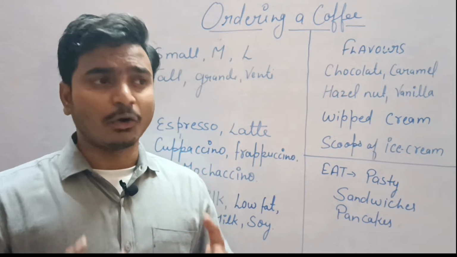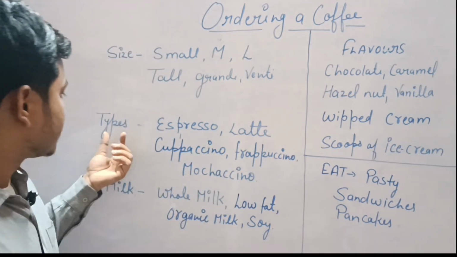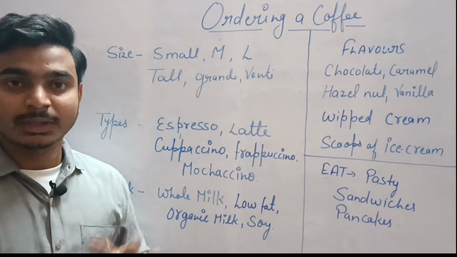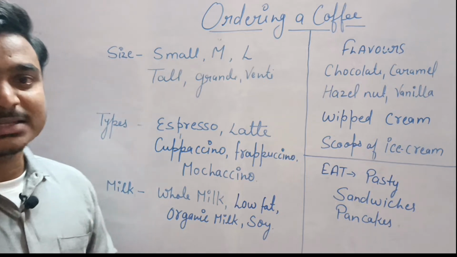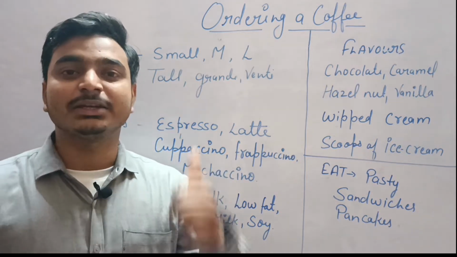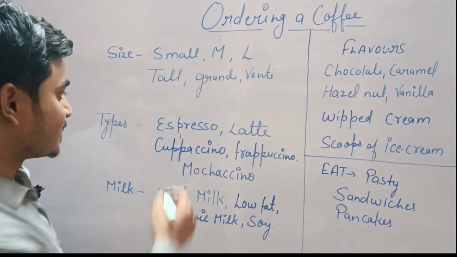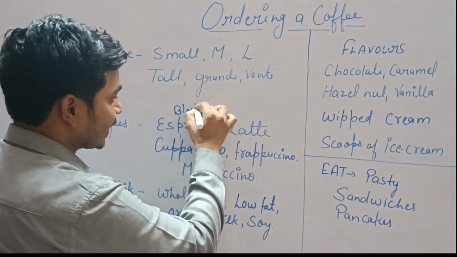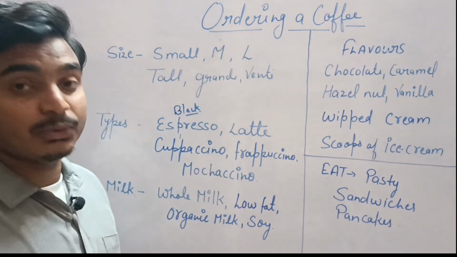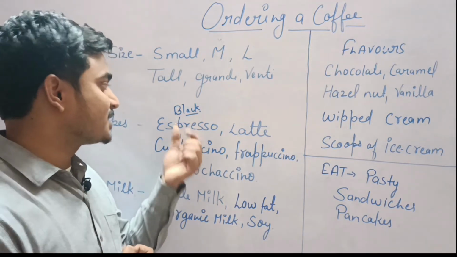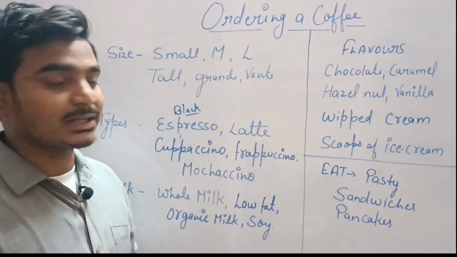Now, which types of coffees do they offer? First one is espresso. Espresso is a black coffee. It is concentrated and gives you instant energy. It's not "espresso", it is espresso. That means it is black coffee. It gives you instant energy.